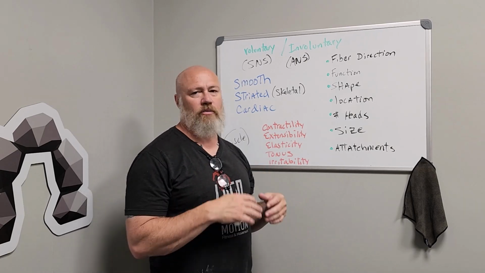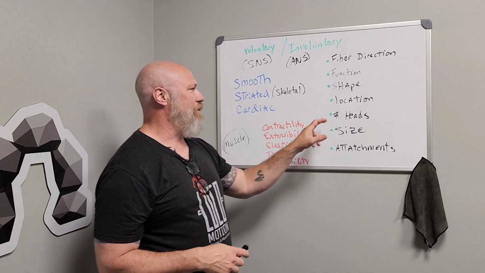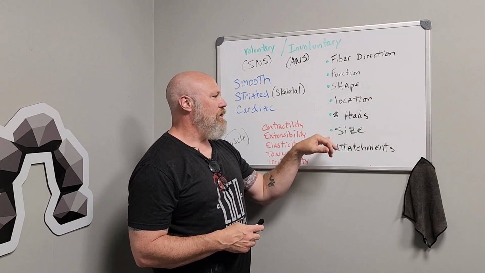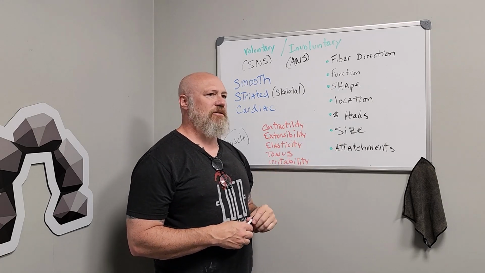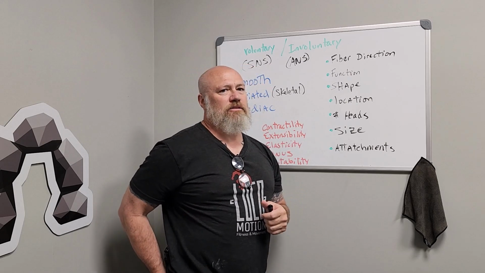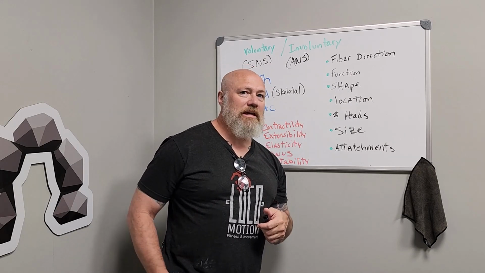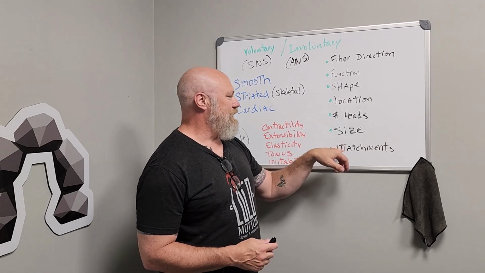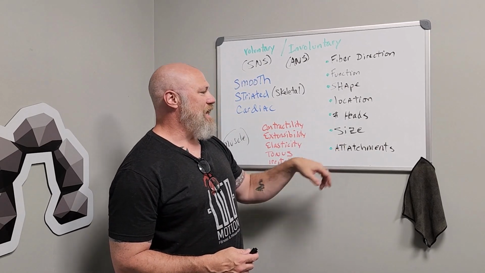Wherever they insert or attach, just know it that way. Where the head's attached to bone, that's what I want to know. Sometimes the size of the muscle factors in how we identify that. I have a gluteus maximus. I also have a gluteus minimus and a gluteus medius. So size can be a factor. And then you can actually name the attachment to name the muscle.